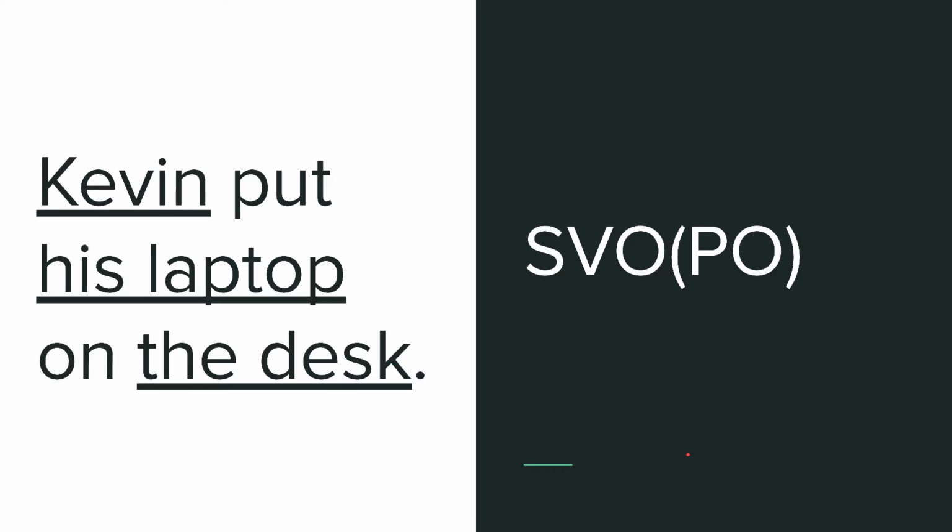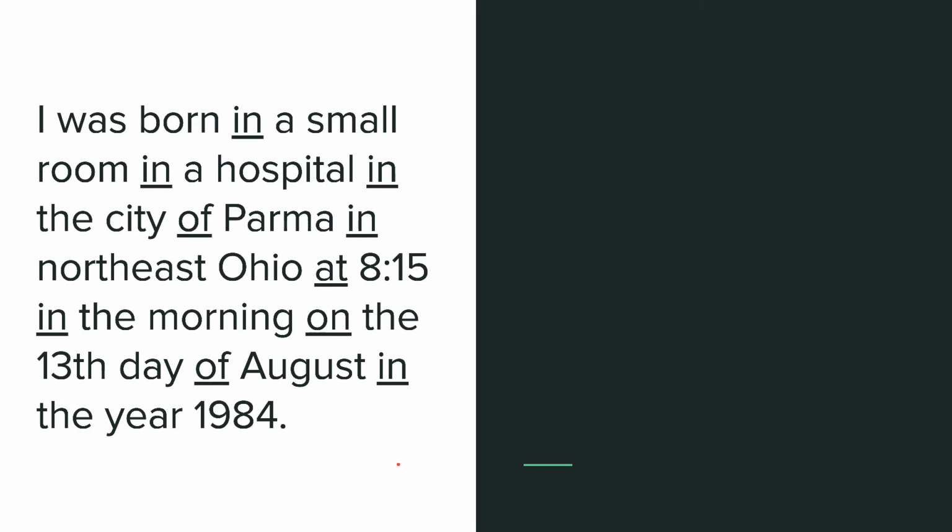And you don't have to have a prepositional phrase, a preposition in a sentence, but you can have many, like this example. So here, I was born in a small room in a hospital in the city of Parma in Northeast Ohio at 8:15 in the morning on the 13th day of August in the year 1984. So this is a very long sentence, and I continued to add more and more prepositions and prepositional phrases in this sentence.